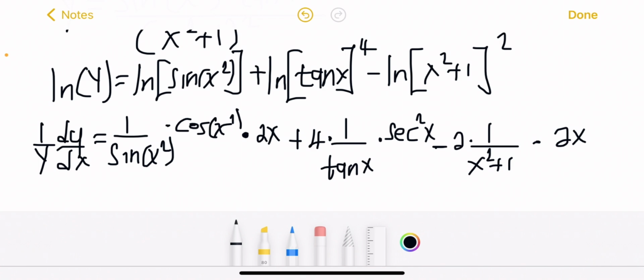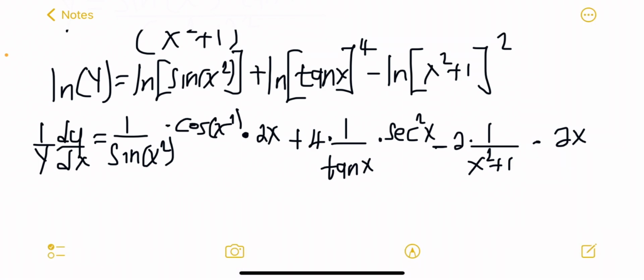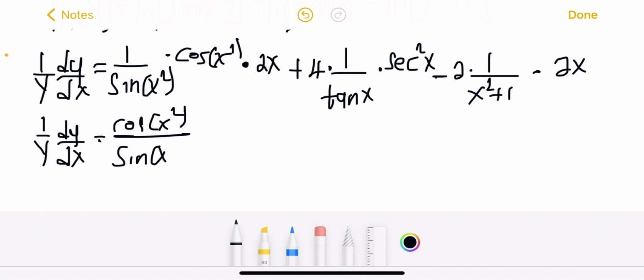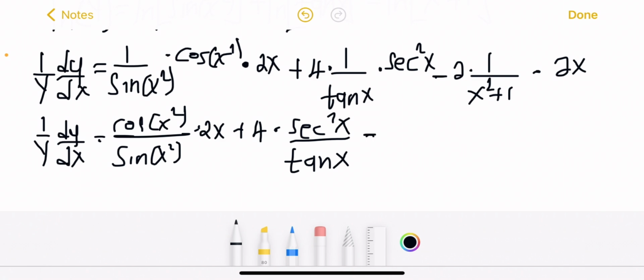Okay, so now we just have to simplify. This will become 1 over y dy over dx equal to cos x squared over sine x squared multiplied by 2x, plus 4 multiplied by secant squared of x over tan of x, minus 2 times 2x, which is 4x over x squared plus 1. Okay, so now we just have to simplify it more and more.